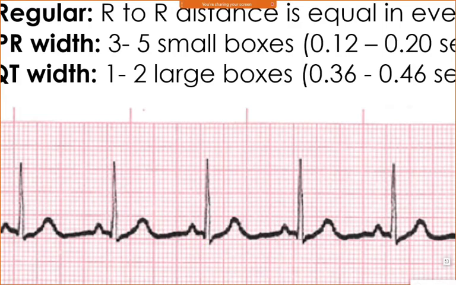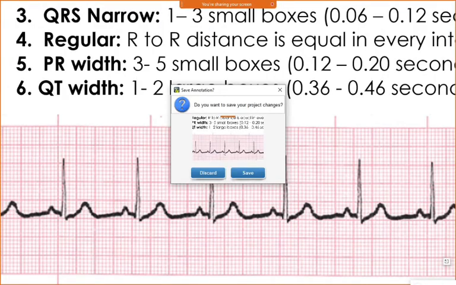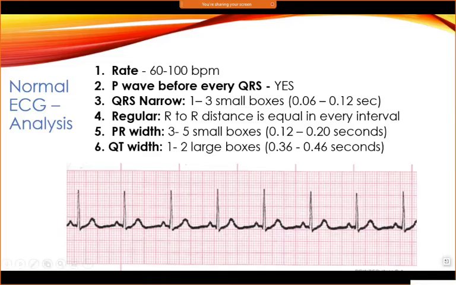Let me make this small again. So, just let me get this back to normal. So when we're looking at QRS narrow, 1 to 3 small boxes. Now you could memorize seconds if you want, but I think it's easier just to remember 1 to 3 small boxes and know what a small box is. And you can kind of just guesstimate. Nothing's a perfect science. But if your QRS is less than 3 small boxes, it's narrow and normal. Okay, narrow is normal.